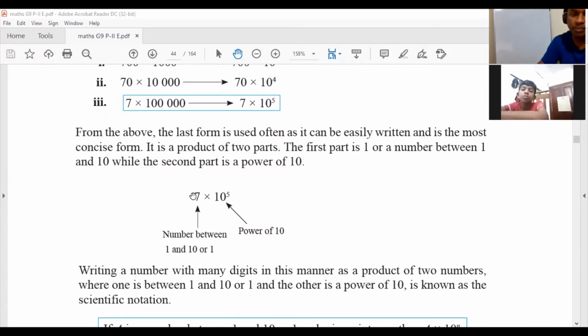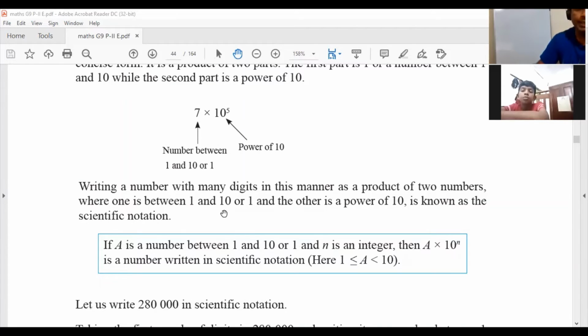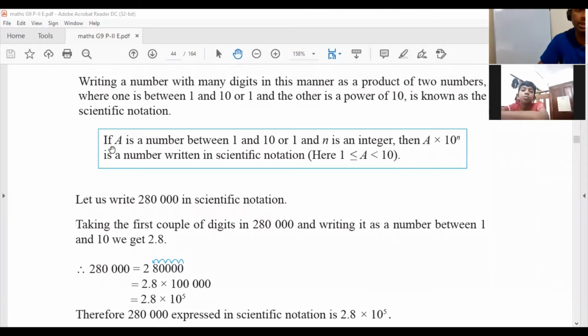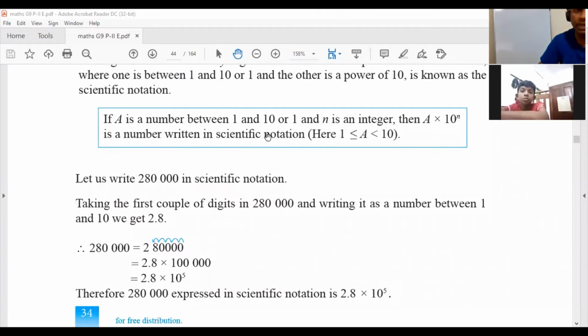This number, especially this number, should be a number between 1 and 10 or 1. It can be 1 as well. This should be a power of 10. Okay. Do you have any question? No, sir. Then this is the standard definition of scientific notation.